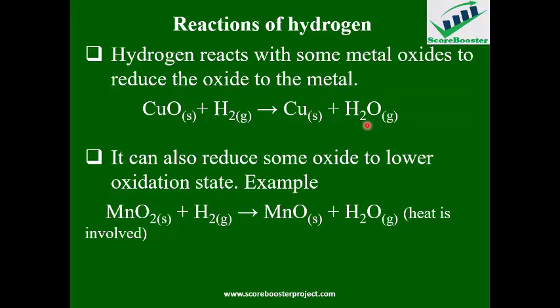Then apart from taking away the oxygen completely from the compound, hydrogen can also take oxygen partially from the compound. This one is manganese oxide. So when hydrogen reacts with this manganese oxide, instead of taking away the oxygen completely, what hydrogen does is to reduce the oxidation state of the manganese inside this. In this case, it decreases from 4 to 2.